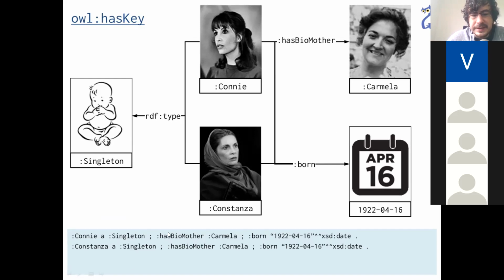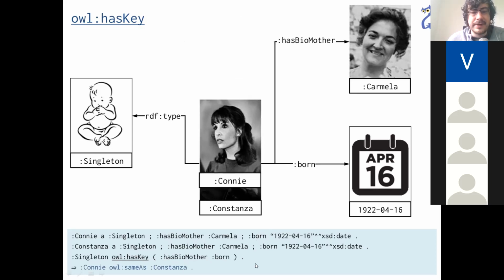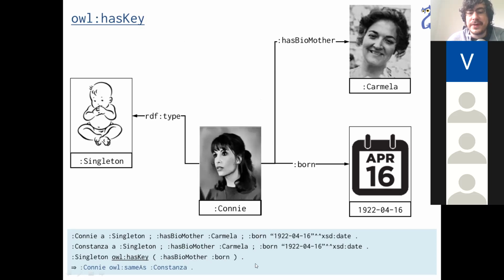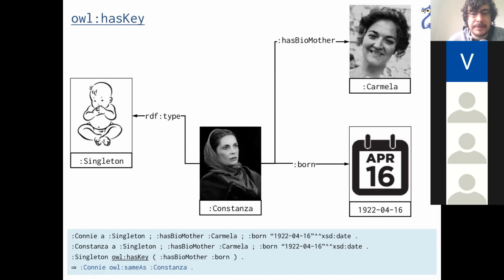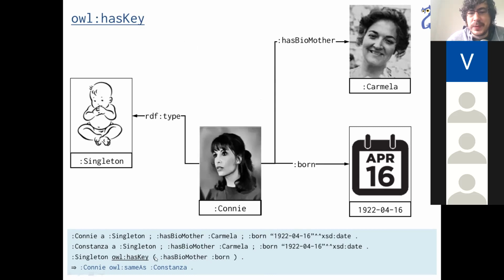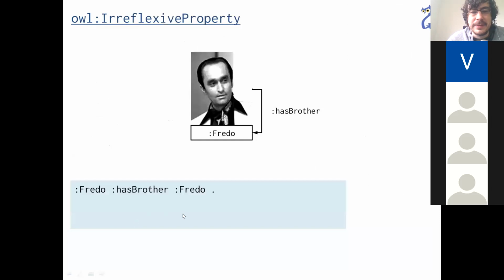So if we have Connie as singleton, has biological mother Carmela and born on this date, and Constanza singleton has biological mother Carmela and born on the same date, we have to define that singleton has key. This class has the key biological mother and born on the date. Then we can infer that these two nodes refer to the same entity, right? So we can use this to find equivalences between nodes that refer to the same entity, and this can be quite useful.